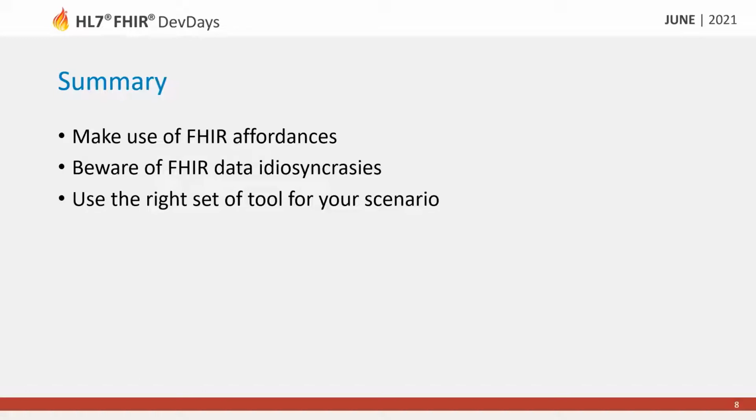So this was a whirlwind tour of some of the FHIR capabilities as well as uniqueness of the FHIR data and some analytics and solution patterns. To summarize, make use of the FHIR affordances wherever possible. That will simplify your life. Be aware of the idiosyncrasies of the FHIR data and use the right tool for your scenario. I hope this information would be useful to you when you start working on an analytics project with FHIR data.